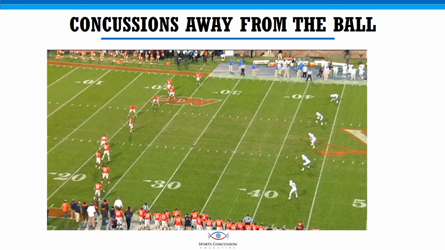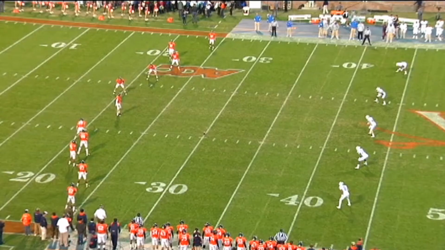The next video is a good example of a special teams SRC. I'll give you a hint. It's not at the ball. See if you can train your eye to follow the play without looking at the ball. Here's the video.